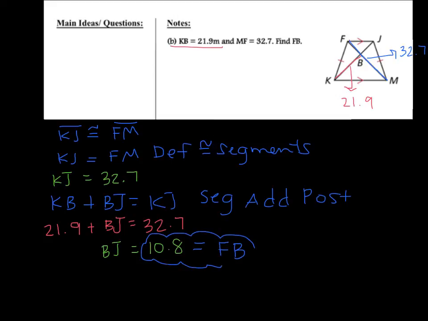That was a really long explanation to say that if the whole line is congruent to the whole line, then the part is congruent to the part. Okay? All right. Let's look at another one.